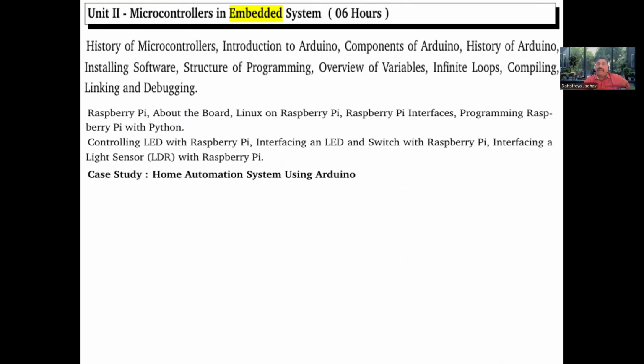Then what is the Raspberry Pi? About the board, Linux and Raspberry Pi interfacing, programming Raspberry Pi, Python, then controlling an LED with Raspberry Pi, interfacing an LED and switch with Raspberry Pi, interfacing a light sensor LDR with Raspberry Pi. Some applications are also given. So we learn how the Arduino will be installed in your system and how it will be interfaced with a number of applications. Same with the Raspberry Pi concept.